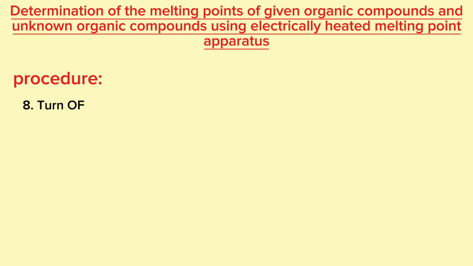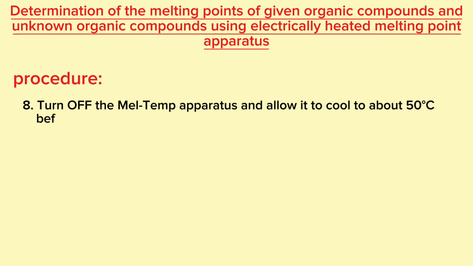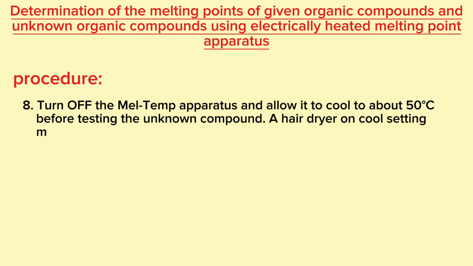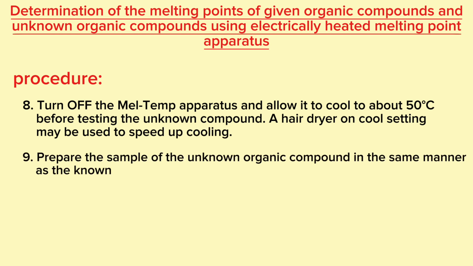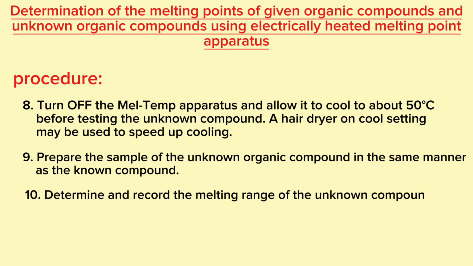Turn off the MEL-temp apparatus and allow it to cool to about 50 degrees Celsius before testing the unknown compound. A hairdryer on cool setting may be used to speed up cooling. Prepare the sample of the unknown organic compound in the same manner as the known compound. Determine and record the melting range of the unknown compound and compare it with standard values.